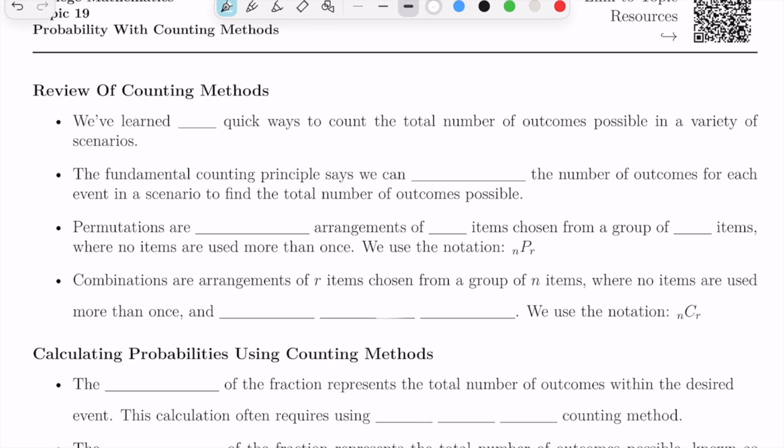Hello and welcome. Today we are going to be talking about different probabilities. Now, some of these probabilities are a little more complicated than ones we might have looked at in the past, and we're going to be using the different counting methods that we've looked at in order to find these probabilities.